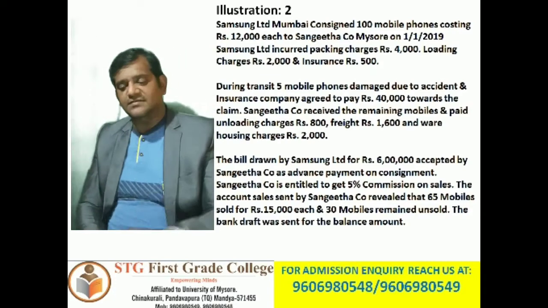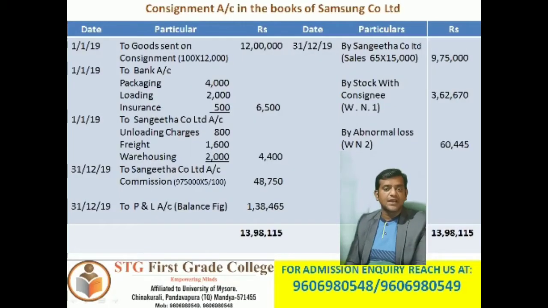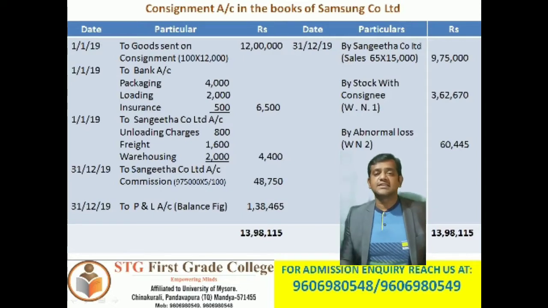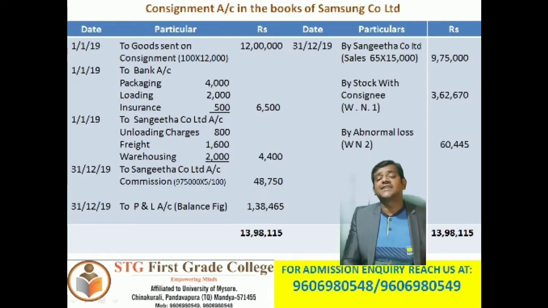That is Samsung Limited Mumbai. So that is the consignment account in the books of Samsung Company Limited, Mumbai. Here you have to understand the debit side first. On which date did the consignment take place? That is 1st January 2019. So in the date column, 1/1/2019, to goods sent on consignment.